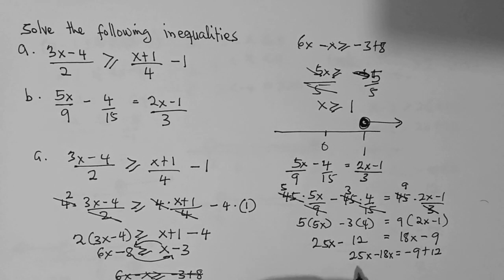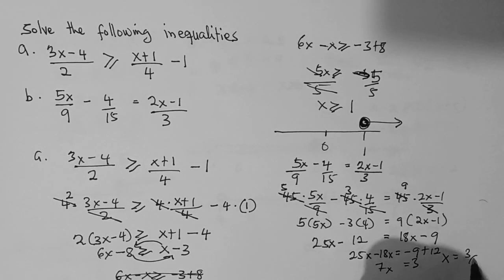25x minus 18x is 7x. Then minus 9 plus 12 is 3. So at the end of the day, you see that x is equal to 3 over 7.